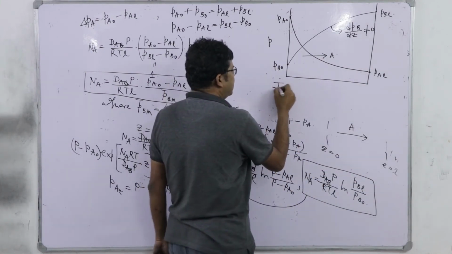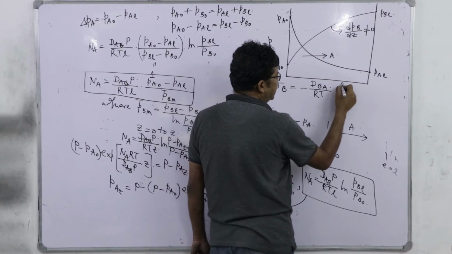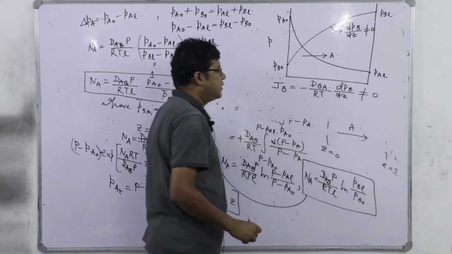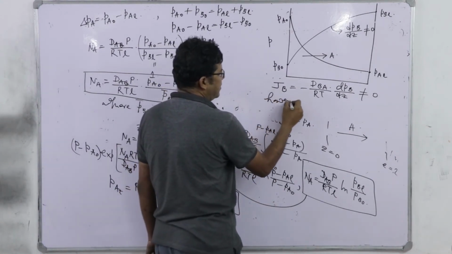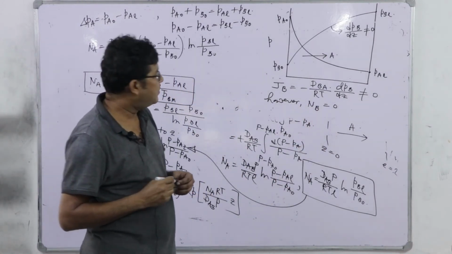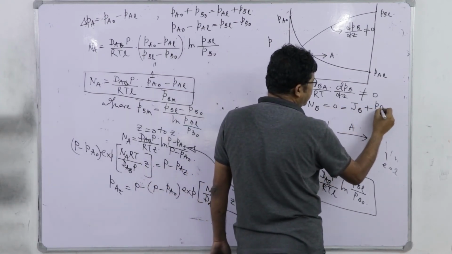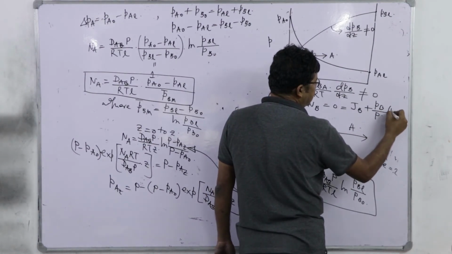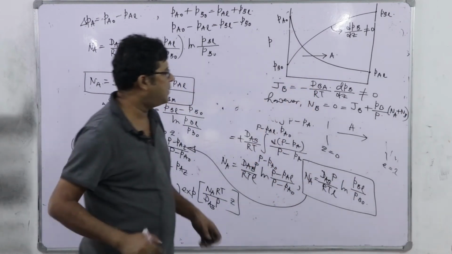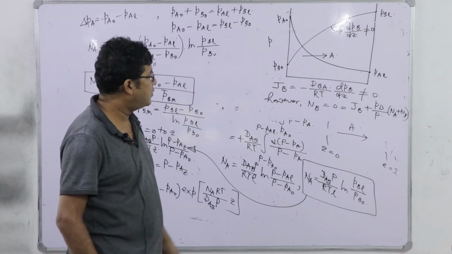Actually, JB is equal to minus dBA by RT dPB by dz, and that is non-zero, right. However, NB, that is 0. This can always happen, because NB is equal to JB plus PB divided by P into Na plus NB, right. So, if you calculate back this NB from this profile, you will get NB equal to 0, but JB is non-zero.